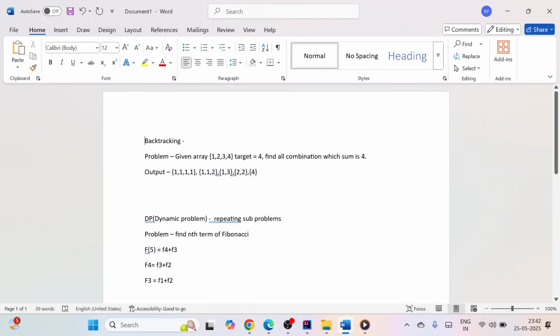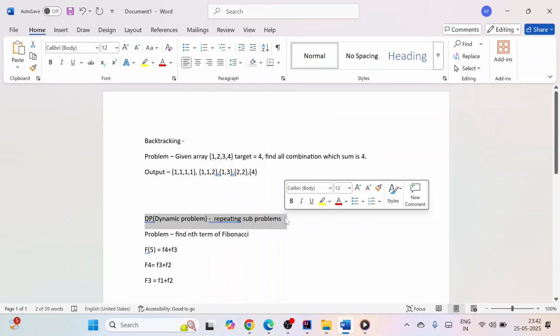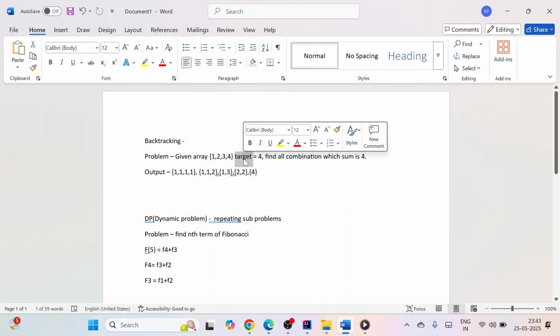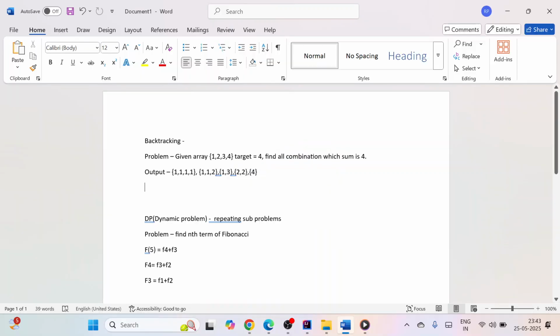We'll see the first problem. Don't go with backtracking, don't go with the dynamic I have written. Just see the problem. We have an array which contains some numbers, 1 2 3 4, and the target you are getting is 4. You have to find all the combinations whose sum is 4. So in the output you can see 1 1 1 1, 1 1 2, which also gives 4, 1 3, 2 2 and 4. We can repeat 3 and 1, but it depends on the output.